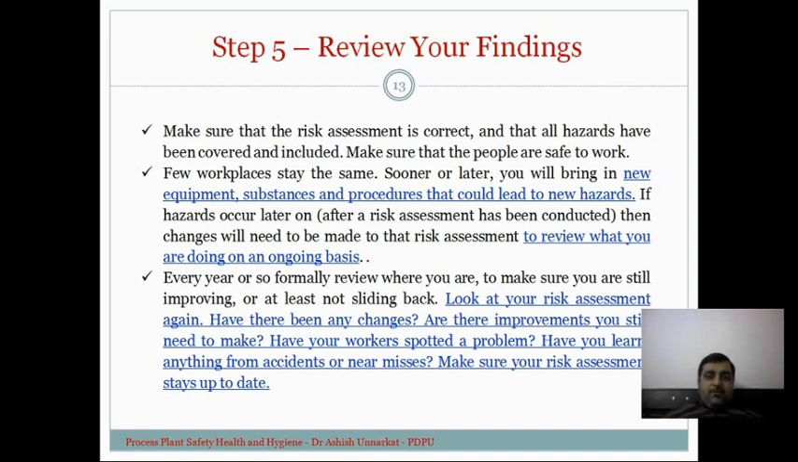Now, it's not always possible that your company keeps on debottlenecking or having changes in the plants. But newer equipment, substances, and procedures may find their place, which may lead to newer results, and it needs to be reviewed. As far as looking at your risk assessment, again, that will be good advice. So, whatever you have learned from your past, looking at the newer procedure, you have to review the complete thing.